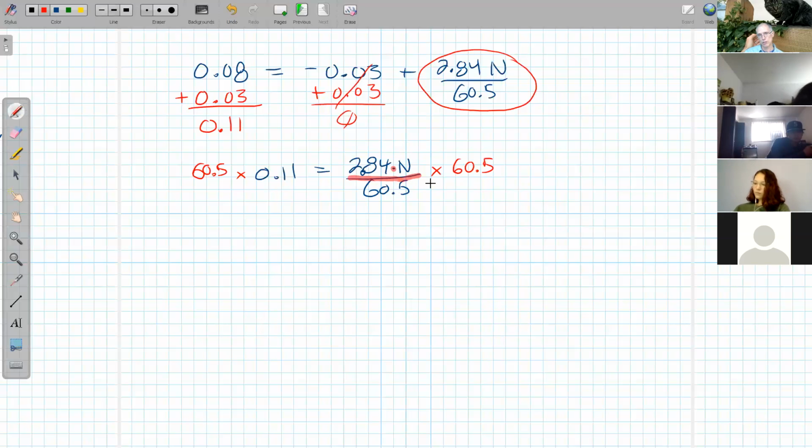And the point on the right here is that if I take a number and divide it by itself, so 60.5 is in the numerator, 60.5 is in the denominator, a number divided by itself is 1. 1 times anything doesn't change much. So on the right side, I just have the 2.84n. And then I got to use my calculator for the other side.